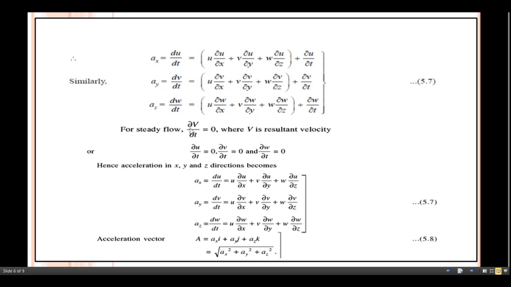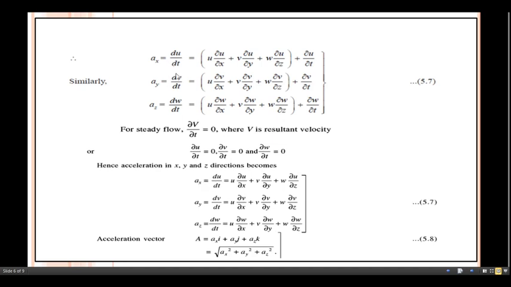Now for the steady flow, what about this? This indicates the total velocity. So ∂v/∂t is nothing but 0, where v is the resultant velocity. So ∂u/∂t must equal 0, ∂v/∂t must equal 0, as well as ∂w/∂t must equal 0. This means these three terms become 0, and whatever remains is written in front of you.